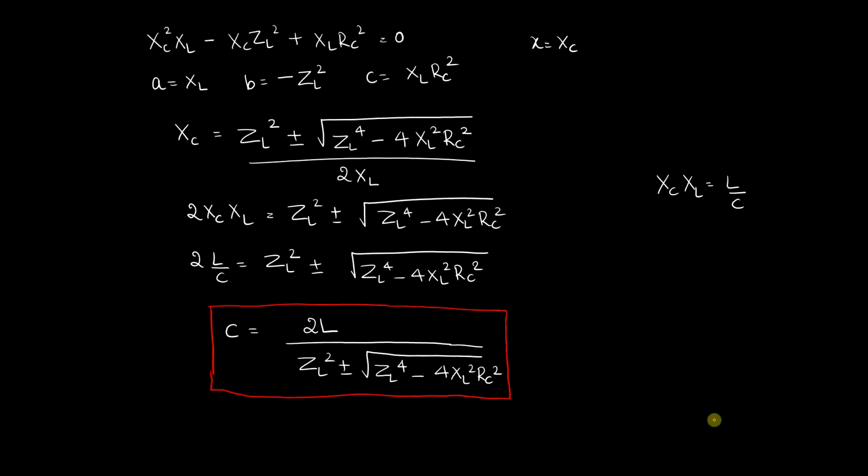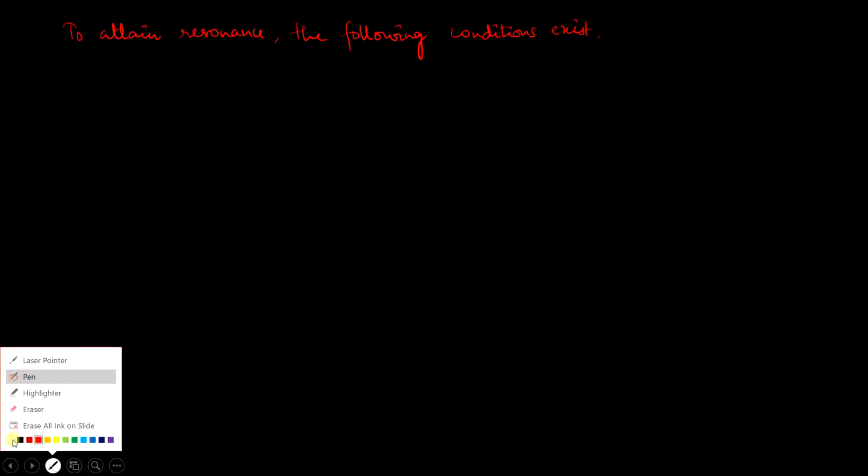Like the way we have considered the three different conditions dependent on the term that is within the square root, here also we need to consider the three different conditions. So let us consider that. To attain resonance, the following conditions exist.